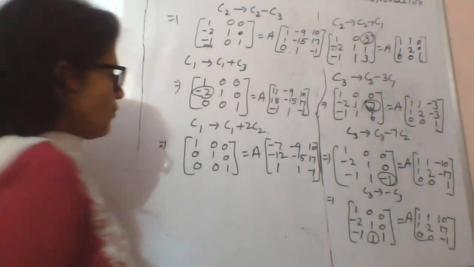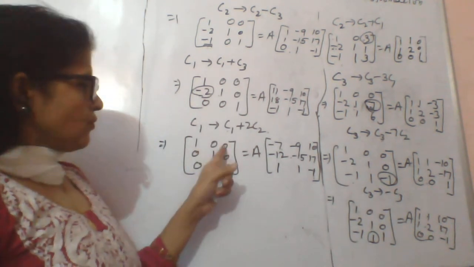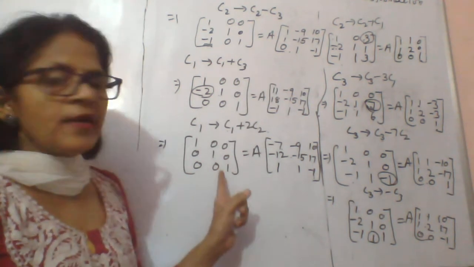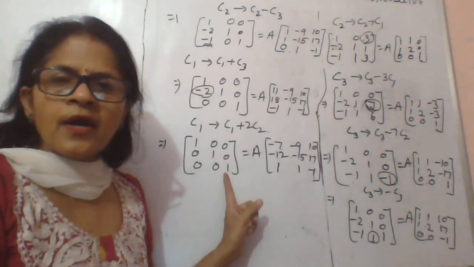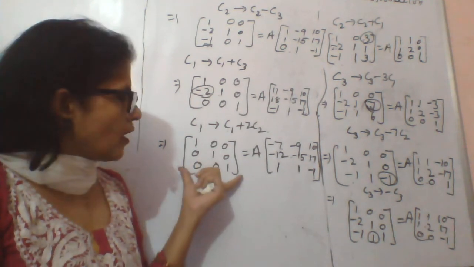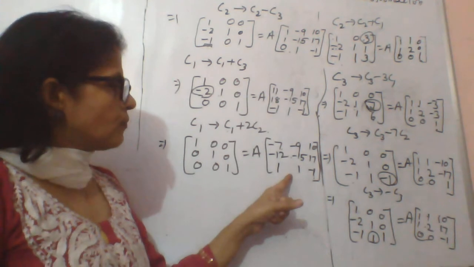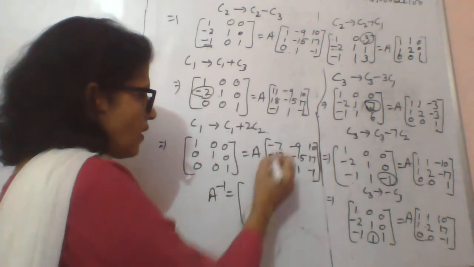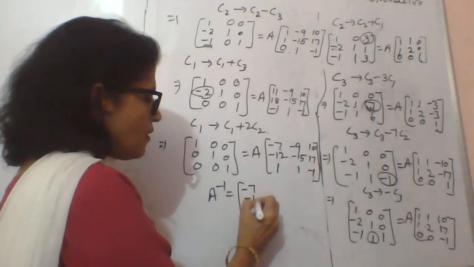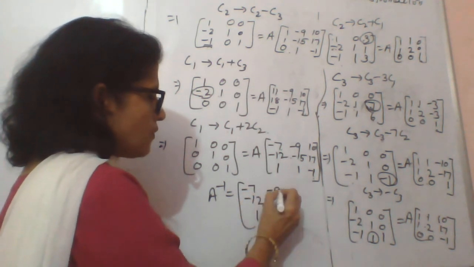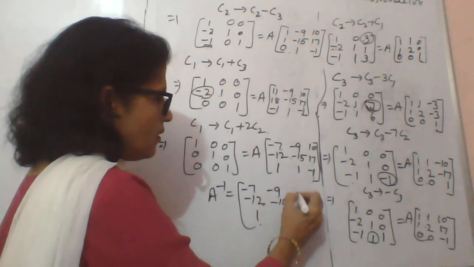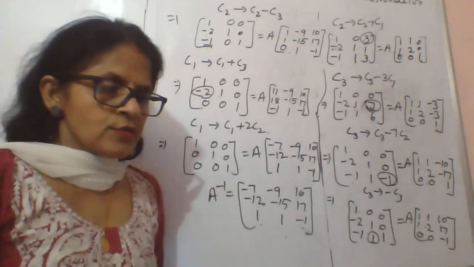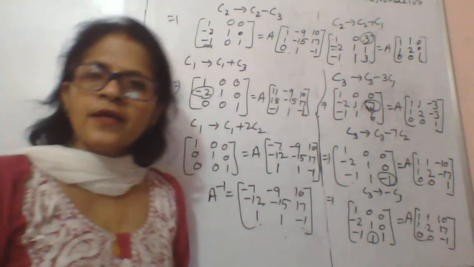Okay. So are you getting this 1, 0, 0, 0, 1, 0, 0, 0, 1? It means our original A is now converted to an identity matrix. So we are having I equal to A into B. So your B matrix is A inverse. So A inverse is minus 7, minus 12, 1, minus 9, minus 15, 1, 10, 17, minus 1. Okay, so this is the inverse of the matrix.